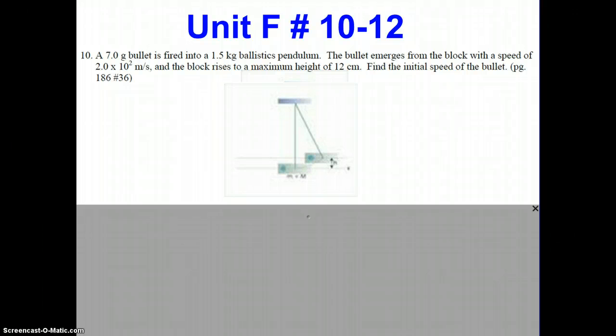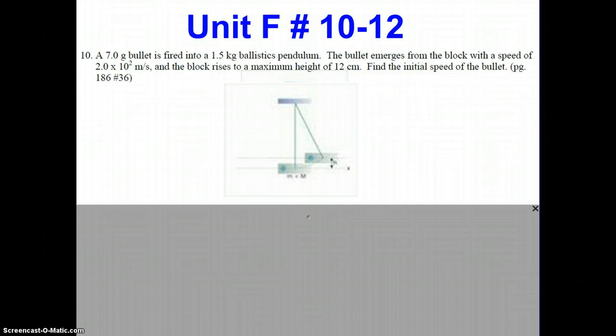A 7-gram bullet is fired into a 1.5 kilogram ballistics pendulum. The bullet emerges from the block with a speed of 200 meters per second, and the block rises to a maximum height of 12 centimeters. Find the initial speed of the bullet.